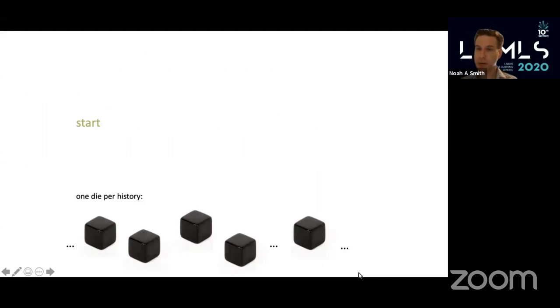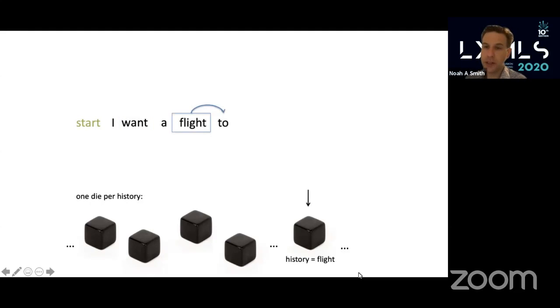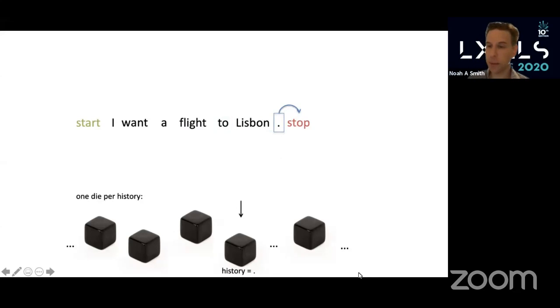So you have one die per history, but the histories each correspond to a single word. So the number of dice is now the size of the vocabulary, plus 1 for start. So when we start out, we pick up the start die and we roll it. Then we pick up the I die and we roll it to pick the next word, want. Then we pick up the want die and we roll it and we get the next word, a, and so on. So notice that we don't have this sort of combinatorial explosion of dice. We just have one die for every history word. And we keep going until some die rolls us a stop.